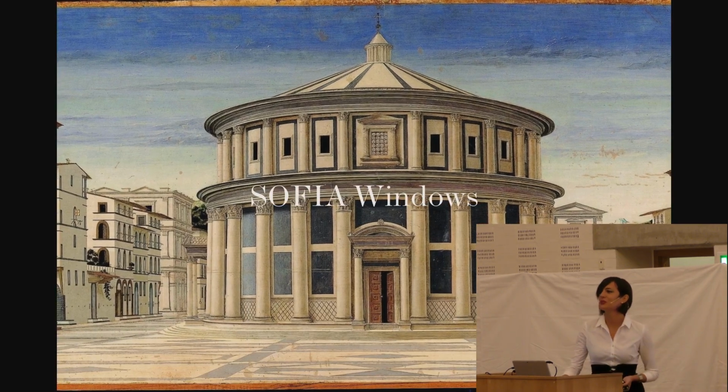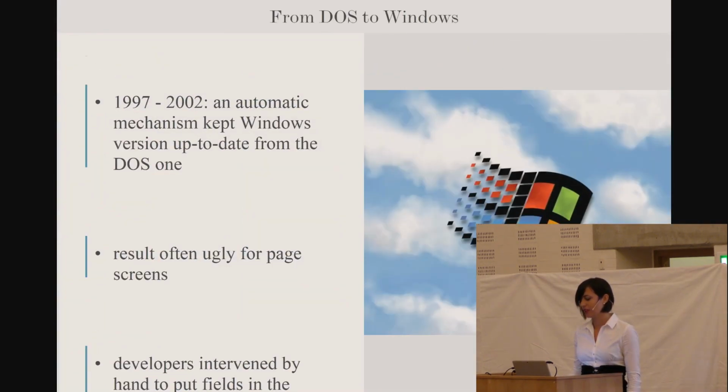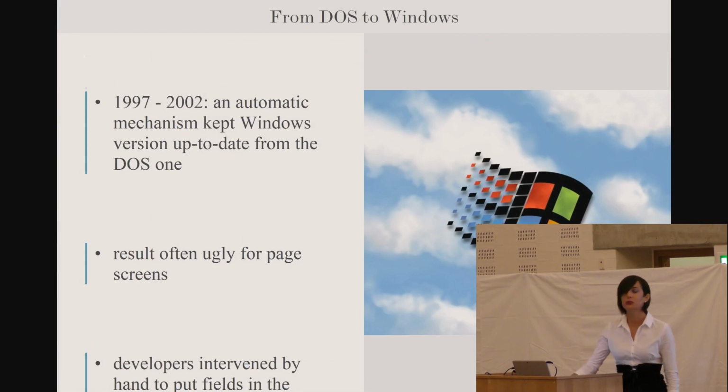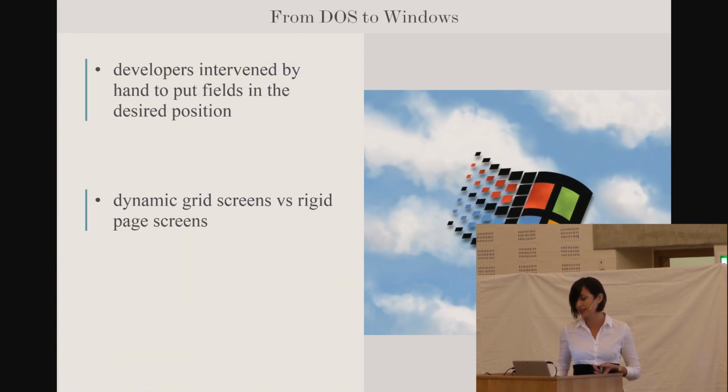A first version of Sofia for Windows was sorted out in 1997. Between 1997 and 2002, programmers used to work on the DOS version, and there was an automatic mechanism that kept the Windows version up to date. This mechanism tried to reproduce screens in Windows. Obviously, it was not enough. The result was often ugly, so programmers resigned themselves to intervene by hand to put the fields in the desired position.